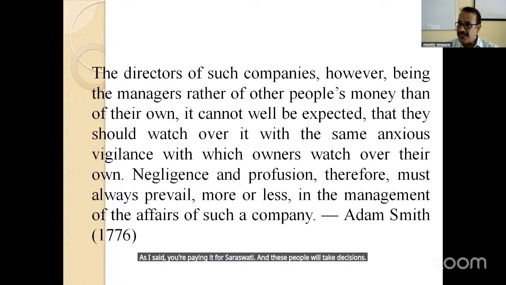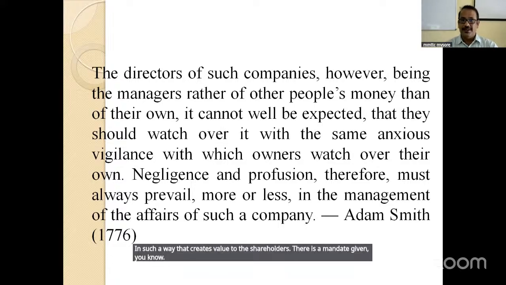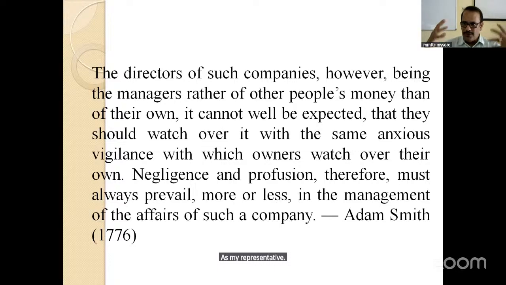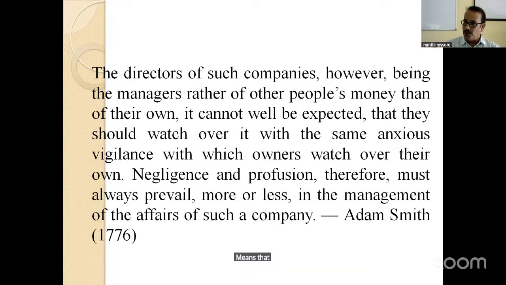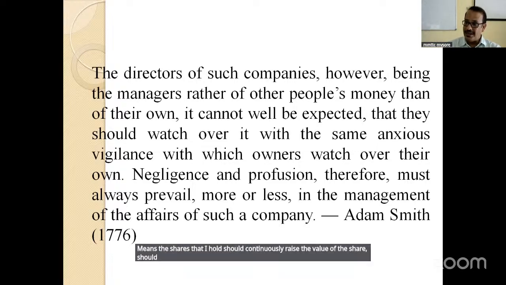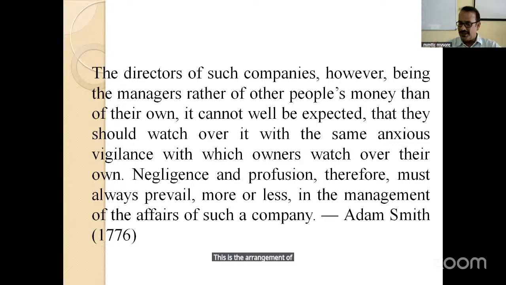These people will take decisions in such a way that creates value to the shareholders. There is a mandate given. What is the mandate? Say, I am hiring you as my agent, as my representative. You use all your expertise. We will give you whatever that you want. Your job is to take decisions, use your brains, take decisions in such a way that my economic welfare should be enhanced. Means the shares that I hold should continuously rise, the value of the share should continuously rise so that wealth is created for me. This is the arrangement of a corporation, of a company.